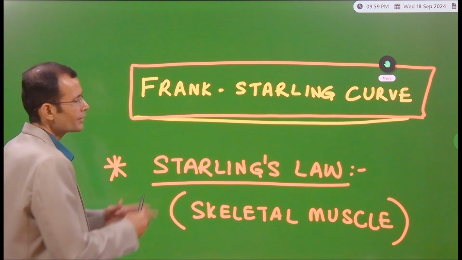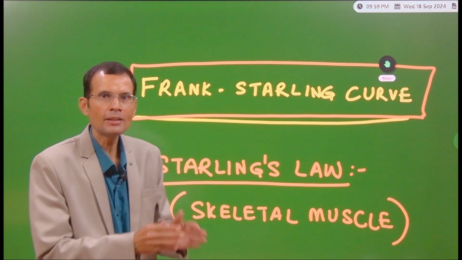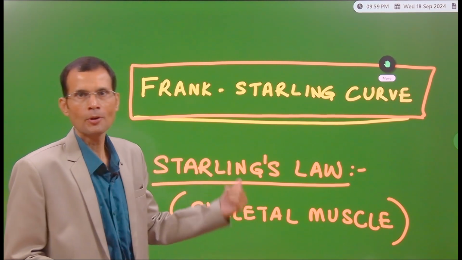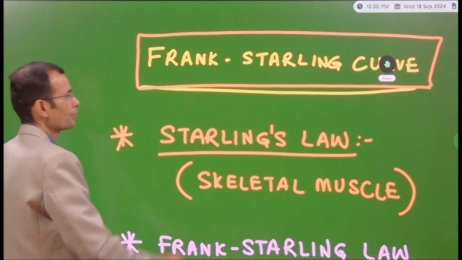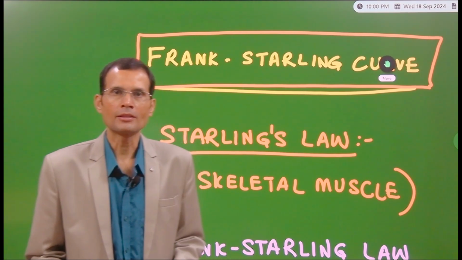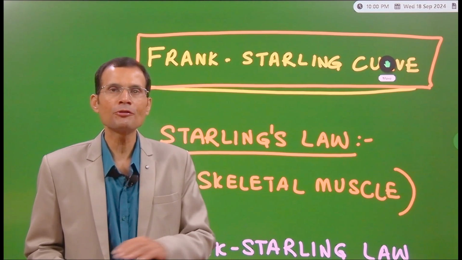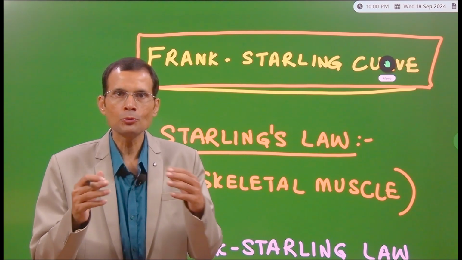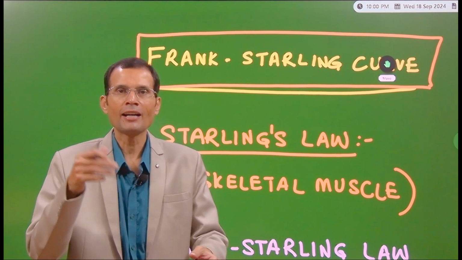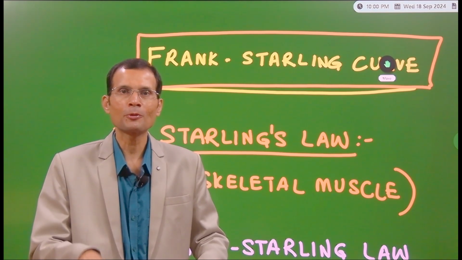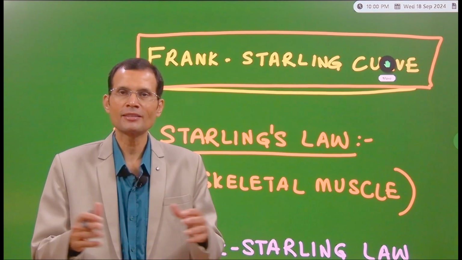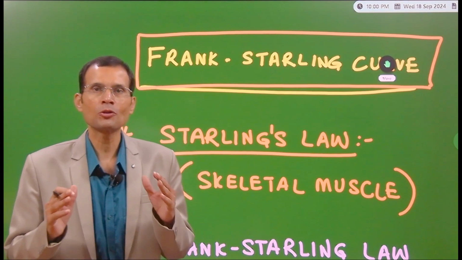All right, now let's start from the basics and build the topic, and then we will talk about the graph. Starting with the Starling's law. For the skeletal muscle, I have often seen that the students are confused between the two terms, length and strength. They often end up saying length of muscle fiber is proportional to strength of contraction of the muscle, etc. That means they have not understood the concept.